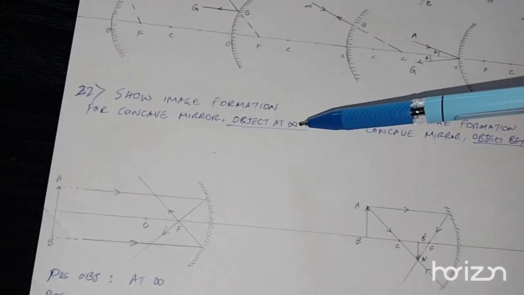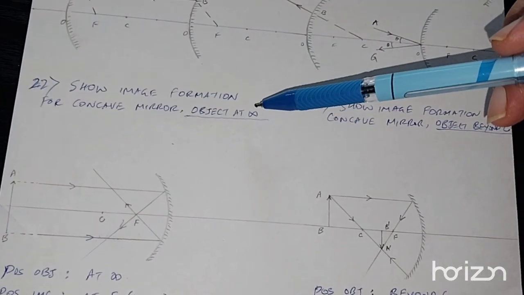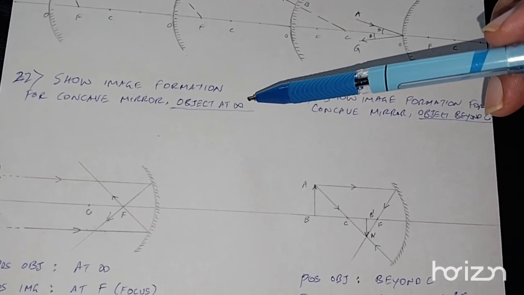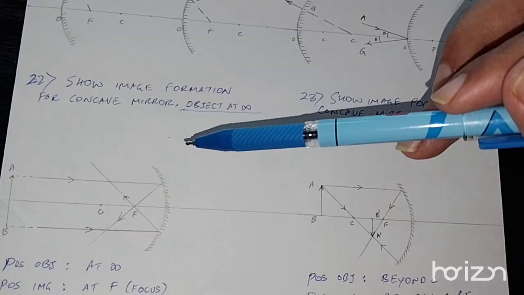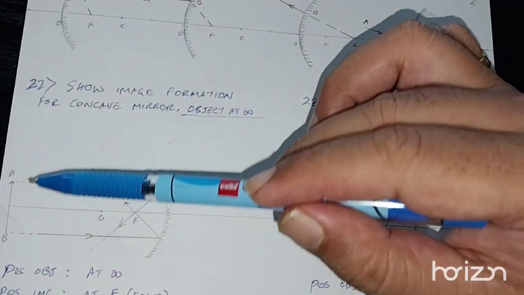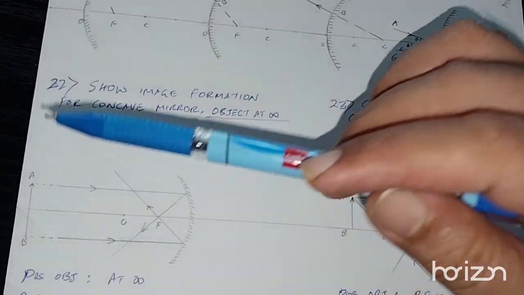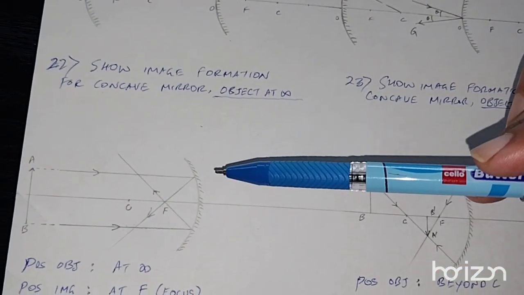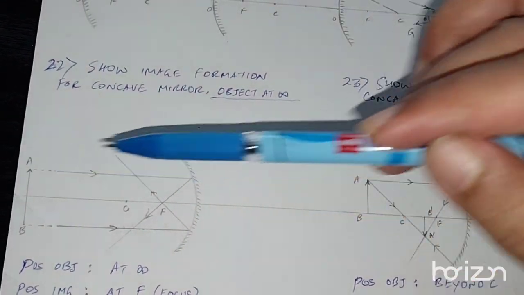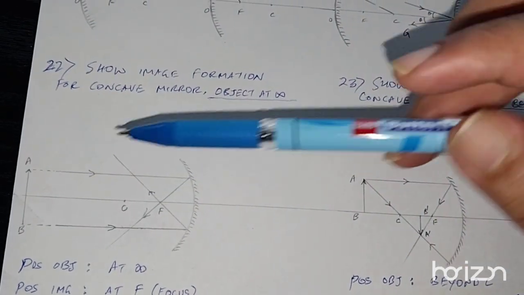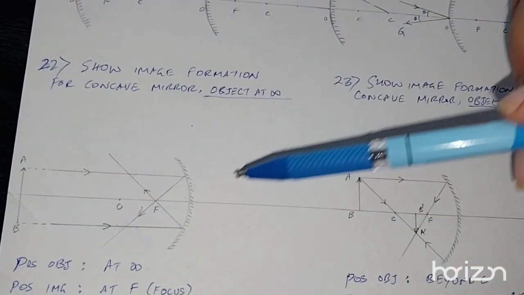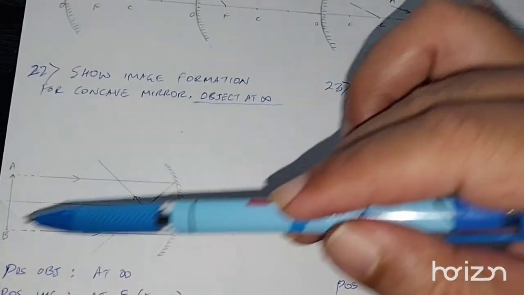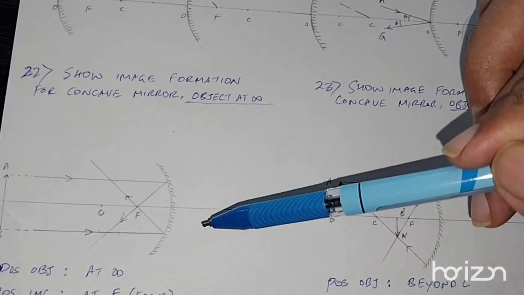Object at infinity. This symbol, which is a sleeping 8, is nothing but the symbol for infinity. Infinity means very far. So if the object is very far, let's say AB is the object and it is very far, and our mirror is not as large, the distance from the object is very far, only the parallel rays can come to this mirror. If an object is very far from the mirror, only the parallel rays will reach the mirror.